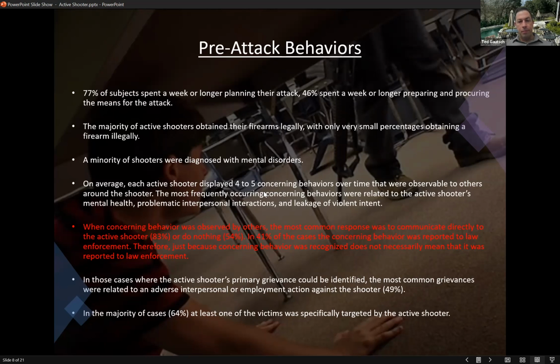Very few were diagnosed with mental disorders. Actually, about 25% were diagnosed with mental disorders. So this tells you that it's not a mental health issue all the time. And they always exhibit concerning behaviors. It's up to us to understand what those behaviors are. They always have a grievance at some point, whether it be employment action against them, bullying, or my girlfriend just broke up with me, things like that. They're already on their way down that path. It's just something that sets them off, flips the switch, and they go.